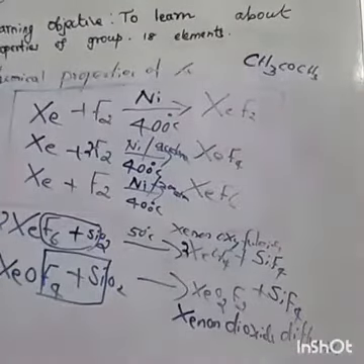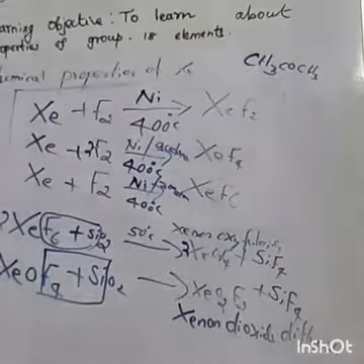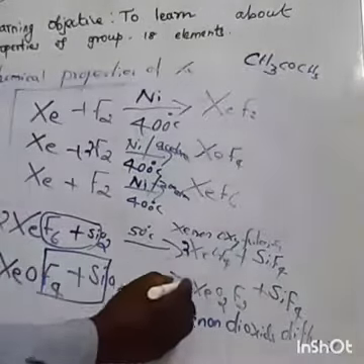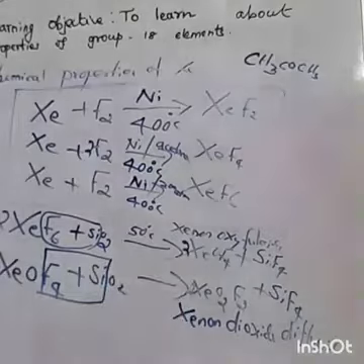Xenon dioxide difluoride. The equation should be balanced. It should be, make it 2 here. Yeah, make it 2. Okay, how to balance the equation?